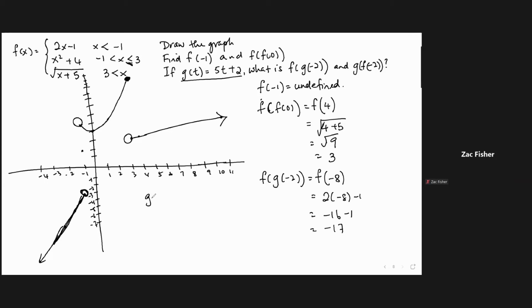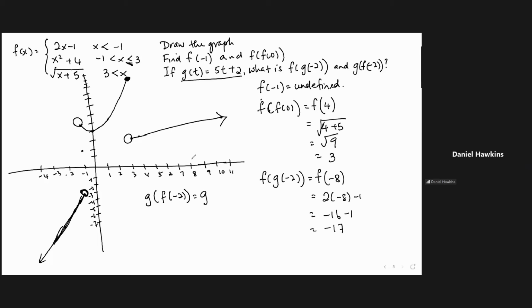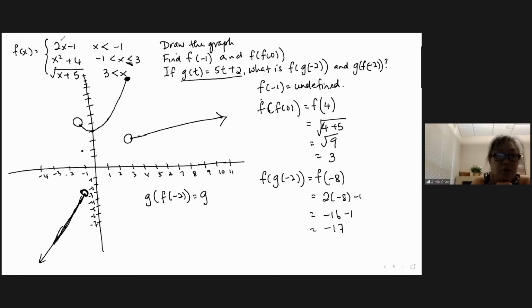Okay, final one. g of f of -2. So I'm going to look on the piecewise, which equation do I use? I'm not working on g, so I'm going to write g here. Which equation should I use? The first one. So 2 times -2 is -4, -4 minus 1 is -5, yes? And then what should I do with g of -5?